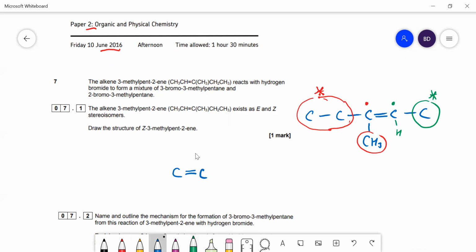So we need to have the methyl up here and hydrogen there. On this carbon we need to have an ethyl group up here, so CH2CH3, and we want the CH3 there, and that is the Z isomer. So the two high priority groups, that one and that one, are on the same side of the molecule.